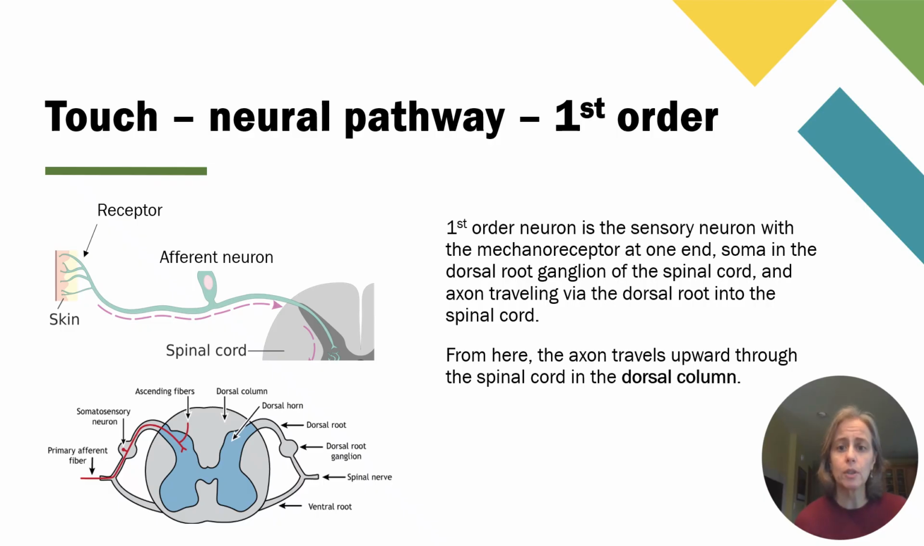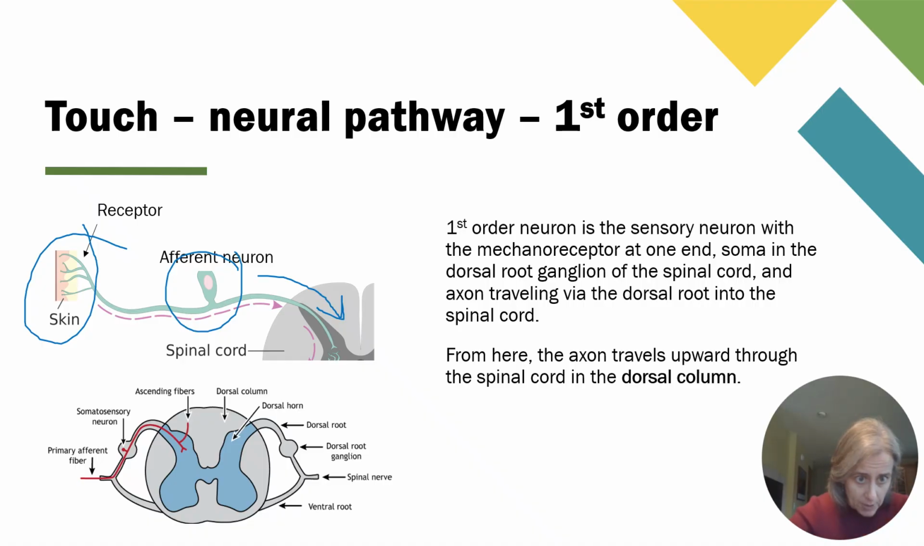So our first order neuron here is the sensory neuron. One end of it is the receptor, whether that be Merkel's discs, Meissner's corpuscles, Ruffini or bulbous corpuscles, or lamellated Pacinian corpuscles, whatever that end of that axon is. And then you're going to have the sensory neuron cell body sitting in the dorsal root ganglion, and that axon is going to continue and go into the spinal cord. So that's our first order neuron.